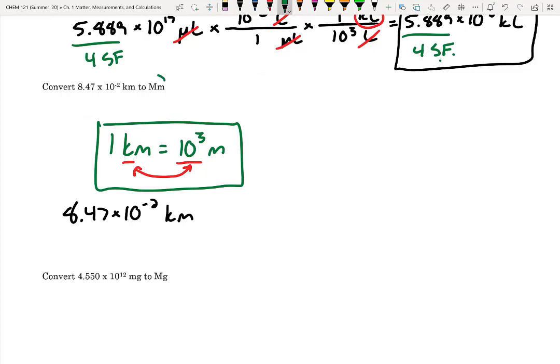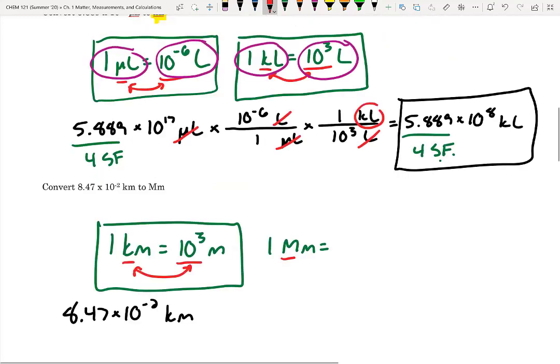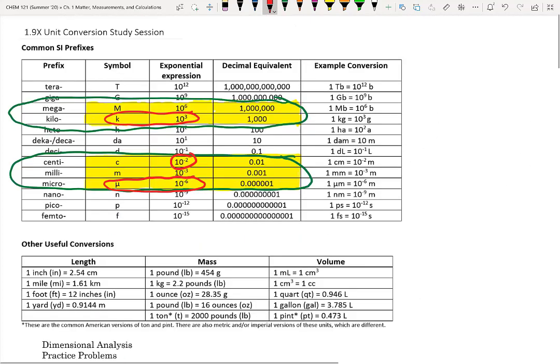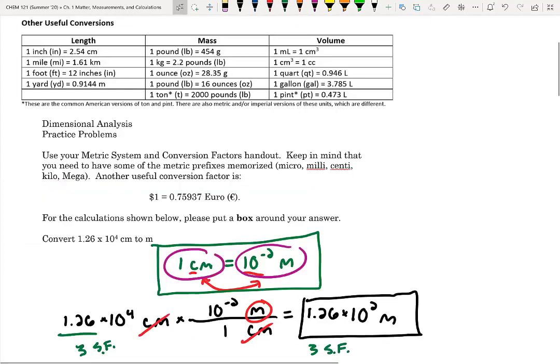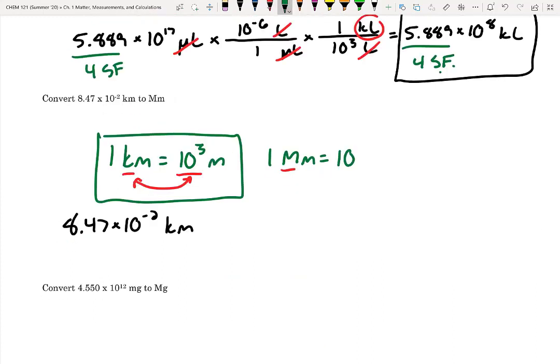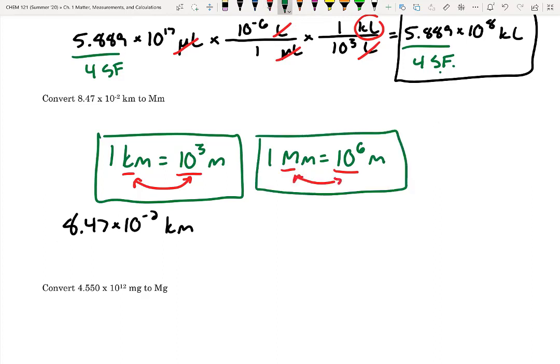But then over here, we've got megameters. This is an important case where we need to pay attention to capitalization. In this case, lowercase m would be milli, capital M would be mega. So 1 megameter has the prefix M, capital M. Let's go see what capital M is. Mega is 10 to the sixth, so we'll plug that in: 10 to the sixth meters. These are exactly the same. Now I've got both conversion factors.